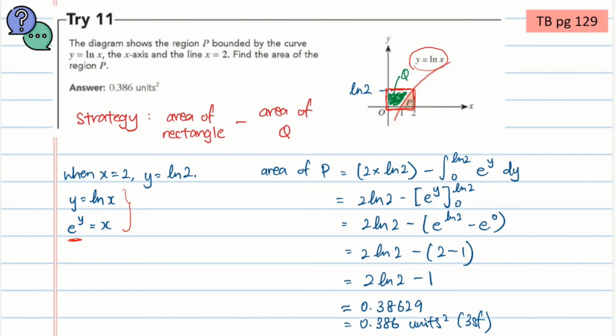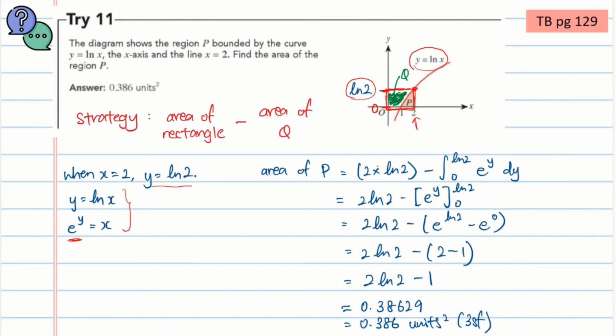So in finding out the area of Q, I need to actually find out what is this value here, which we know is 0, and then it's going up to ln 2. How did I get ln 2? Because at this point of the curve, when x is equal to 2, substitute it into the equation of the curve, I will have y equals to ln 2.